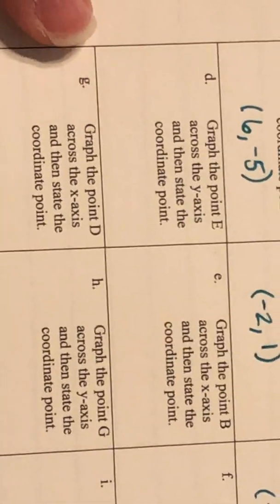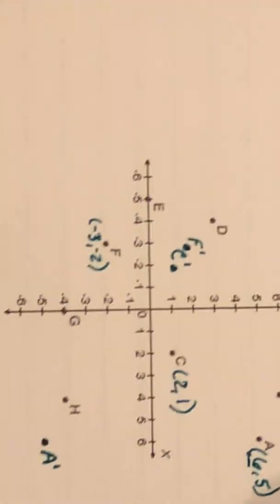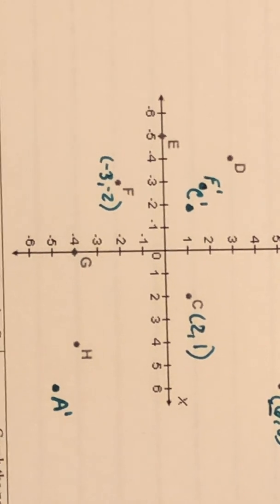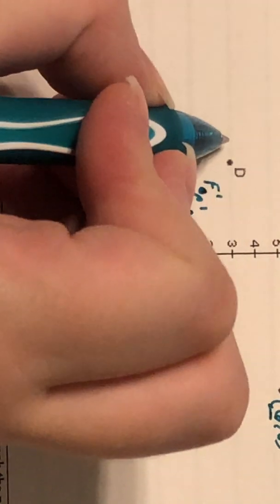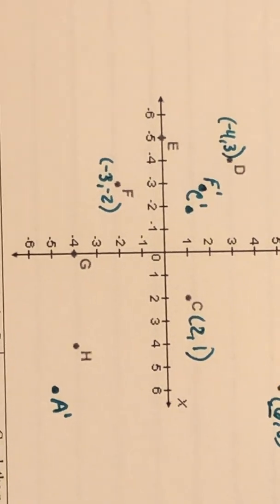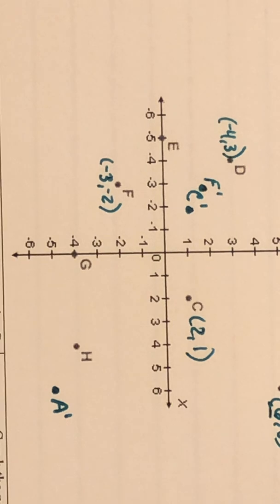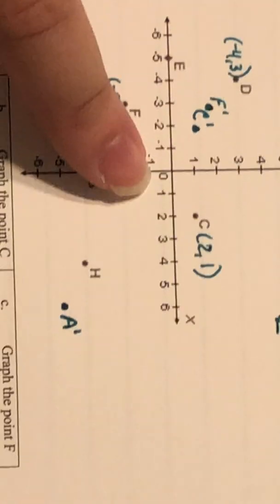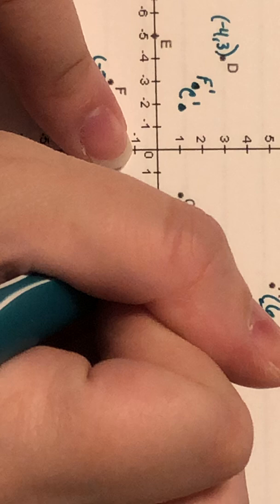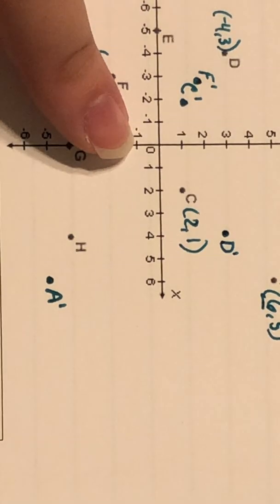Letter D, graph the point E across the y-axis, and then state the coordinate point. So D is right there. Its point is (-4, 3). We're going across the y-axis, which means my x is opposite, my y stays the same. So that means it's (4, 3), which is D prime.